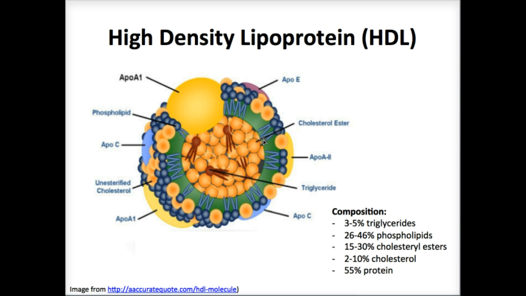In terms of composition, the HDL particle is only 3 to 15% triglycerides. It's 26 to 46% phospholipids, 15 to 30% cholesterol esters, 2 to 10% cholesterol, and about 55% protein. So you can see the protein here is higher, the ratio is higher. The amount of protein to lipid is higher than the other particles.